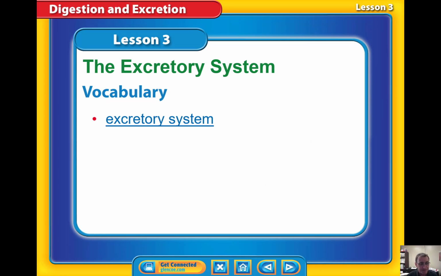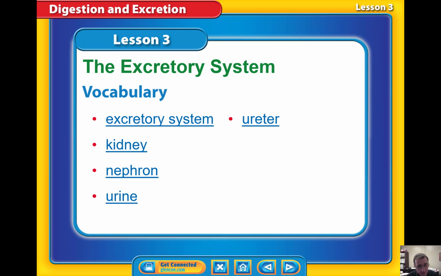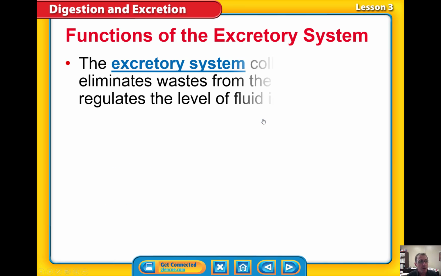Obviously, excretory system, the kidneys, what a nephron is, urine, which you probably already know what that is, ureter. I may not be saying that right. Ureter, a tube through which urine leaves each kidney. Bladder and urethra.